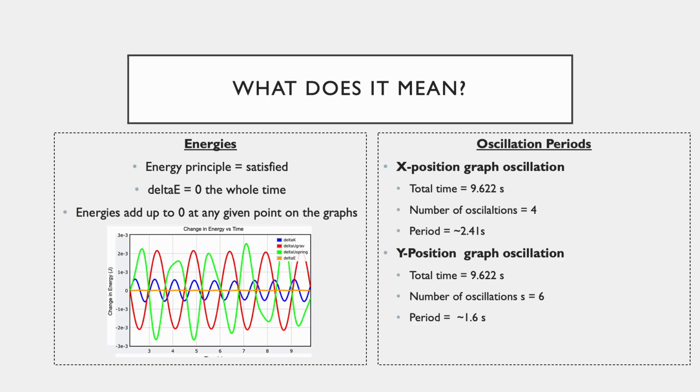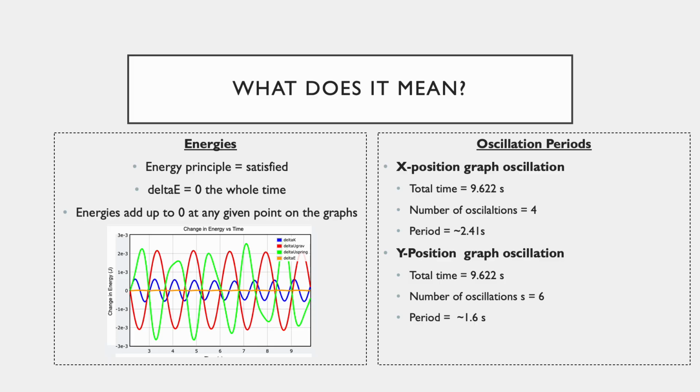So what does this mean? Does the tracker model follow the energy principle? Yes, it does, since the change in the energy throughout the experiment remains zero, which indicates that energy is conserved throughout the experiment. Additionally, the kinetic energy, spring potential energy, and the gravitational potential energy always add up to zero change.